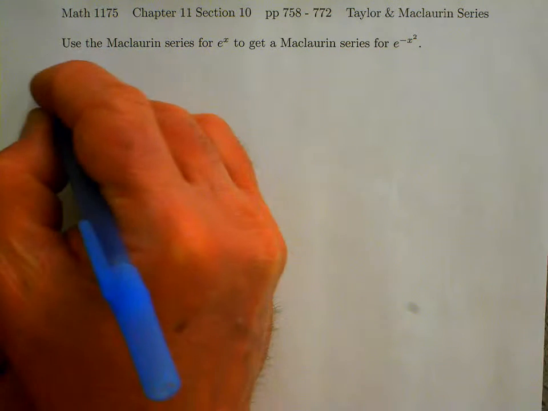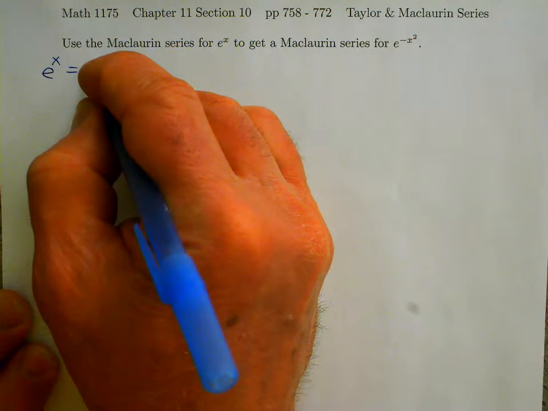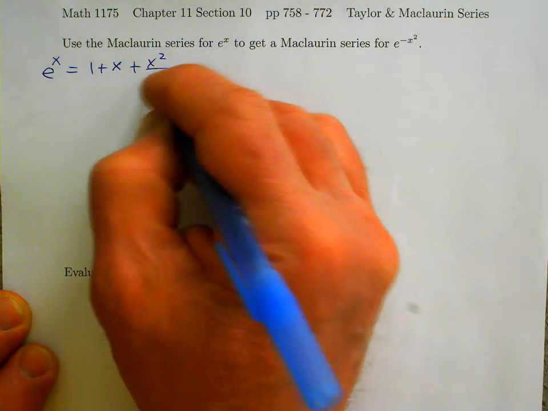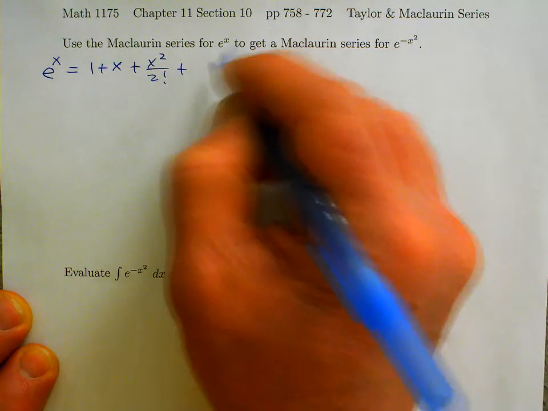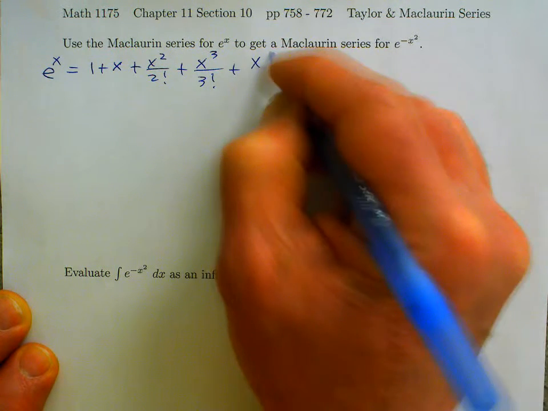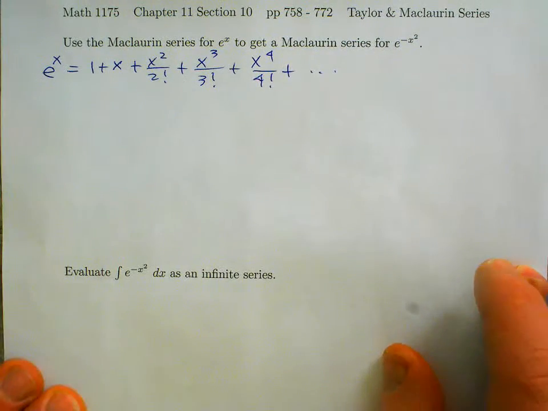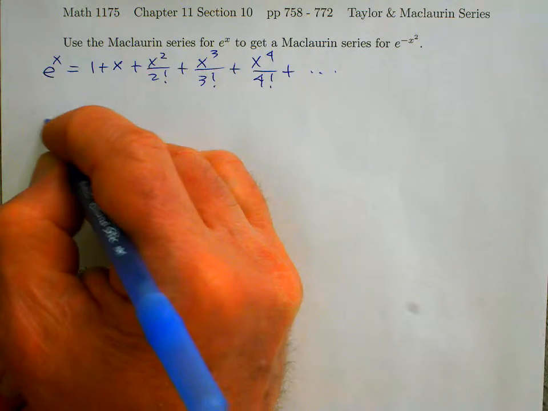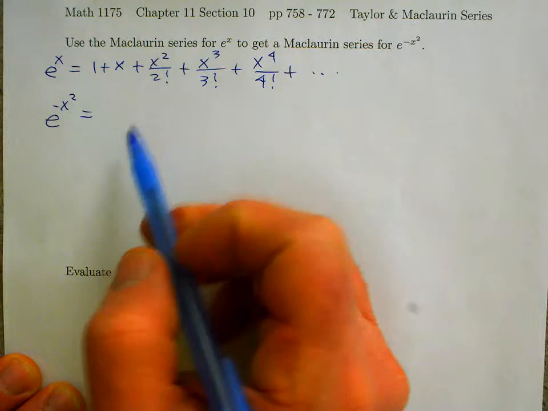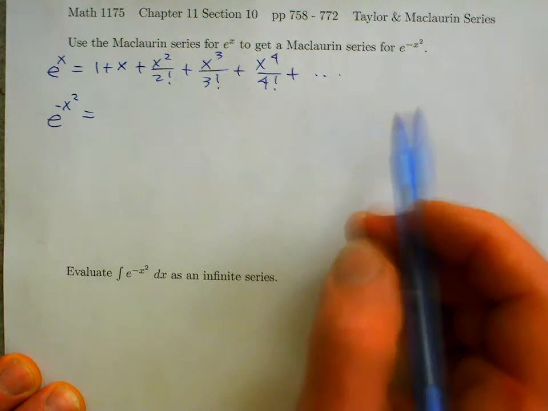So remember what the Maclaurin series is for e to the x. It's 1 plus x to the second over 2 factorial, and so on, plus x to the third over 3 factorial. Okay, so for e to the negative x squared, we just replace every x in the expansion for e to the x with negative x squared.